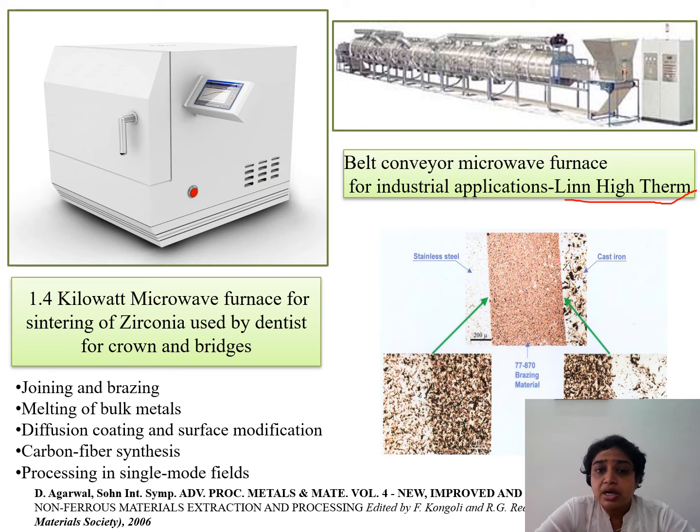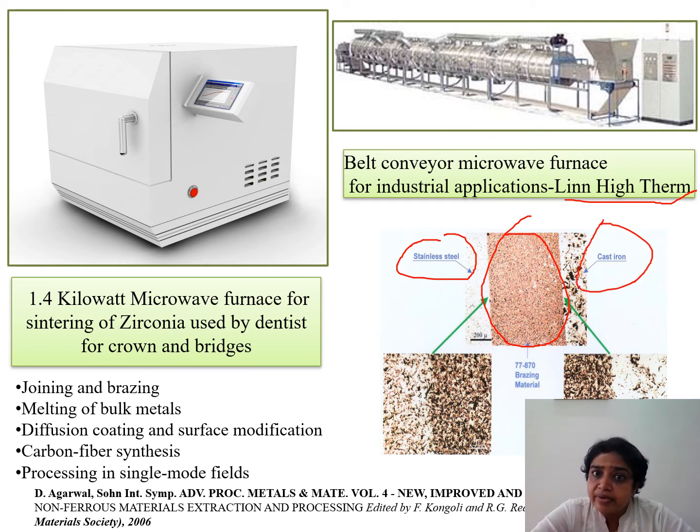Microwave can also be used for joining and brazing of components, because it is selective. Here you can see this is stainless steel and then cast iron. Since the heating is material specific, it will heat just this part of the sample. The microstructure of the other part can be kept intact, while just the joining part can be focused on and joined and brazed together.